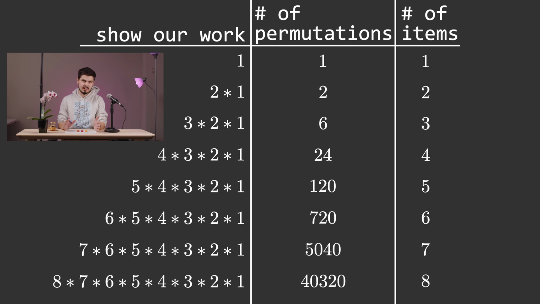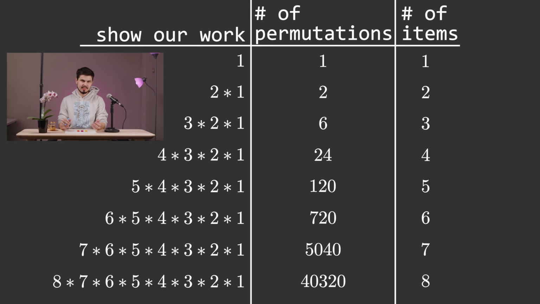Like I said earlier, the middle column is our answer. But the leftmost column is what I want to draw our attention to, because it shows how we got our answer. For a set of 4 items, there are 24 ways of arranging them, because there are 4 ways to pick the first item, 3 ways to pick the second item, 2 ways to pick the third item, and only 1 way to pick the 4th item.